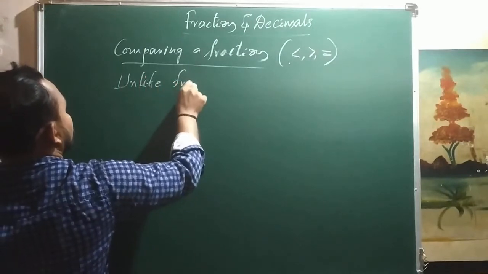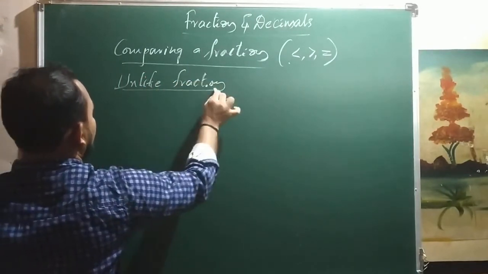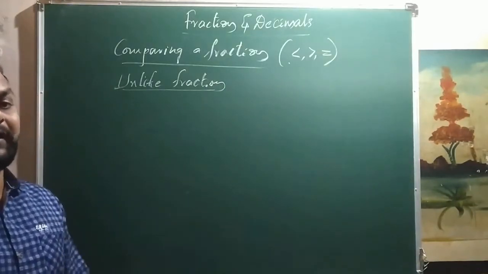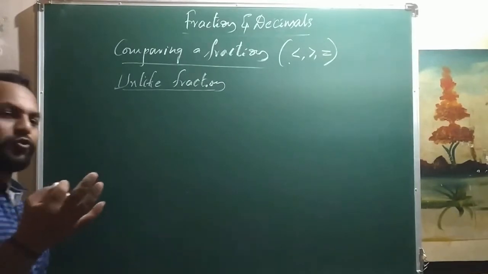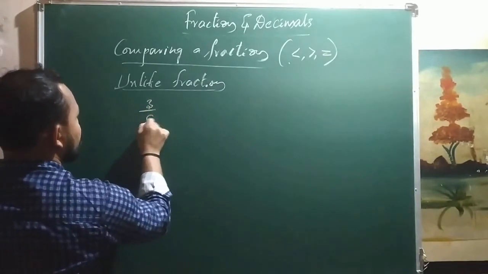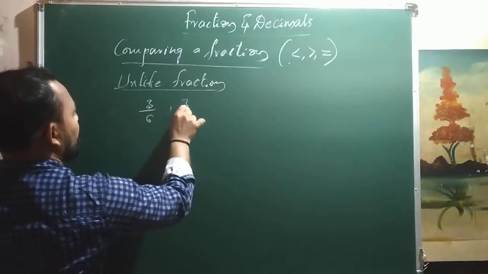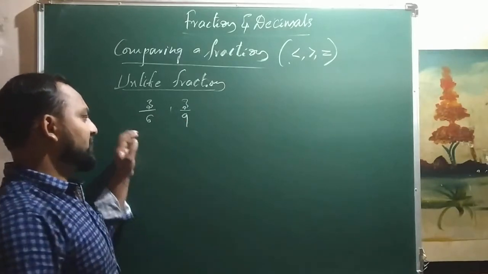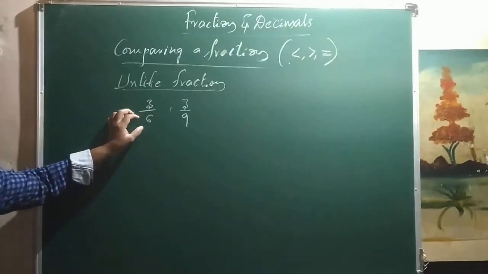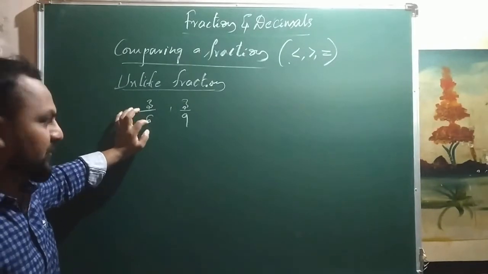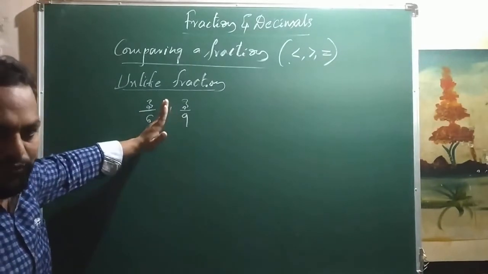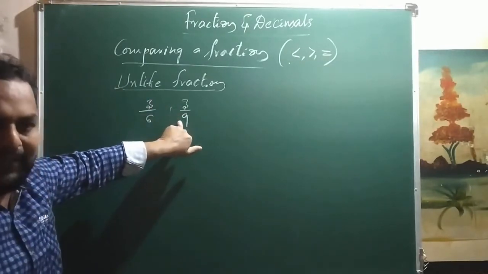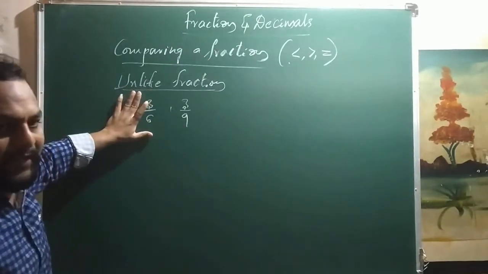Unlike fractions. The unlike fractions are fractions with different denominators. Here, 3 by 6 and 3 by 9. The 6 and 9 are the denominators of these two fractions. These two are different. Here 6 and 9 are the different denominators. It means these two are the unlike fractions.